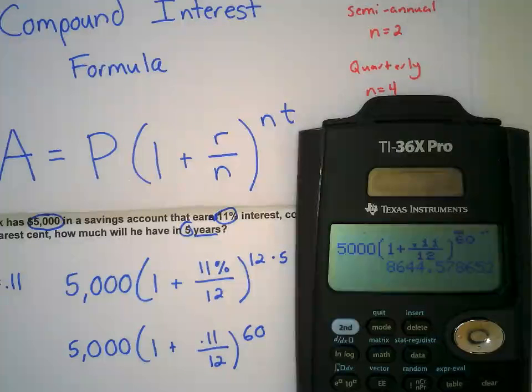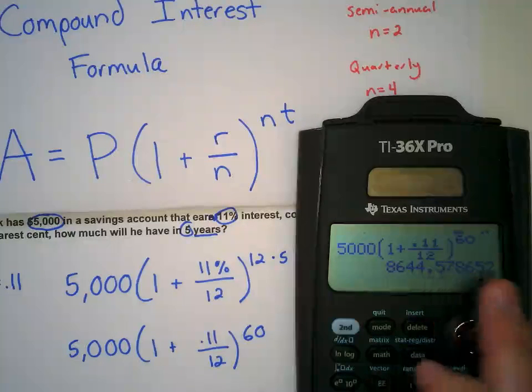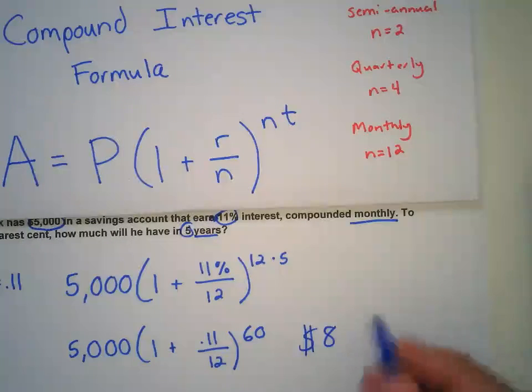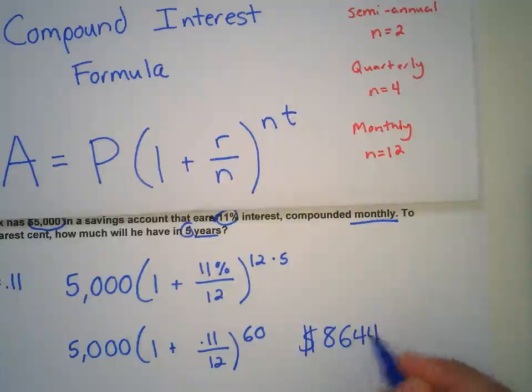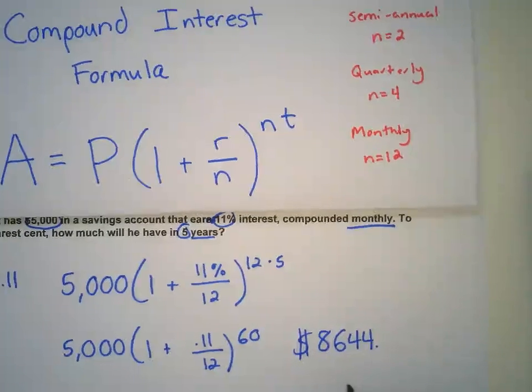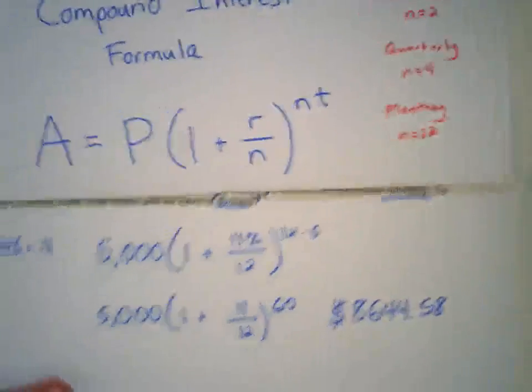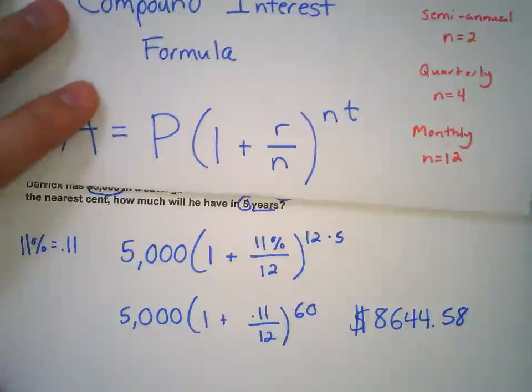And it's going to tell us the answer is 8,644, and we've got to round to the nearest cent. So it's not 57. The 8 is going to change that 7 to an 8. So the 57 actually turns into 58. So it's 8,644 and 58 cents. So again, that's how you'd answer that problem.